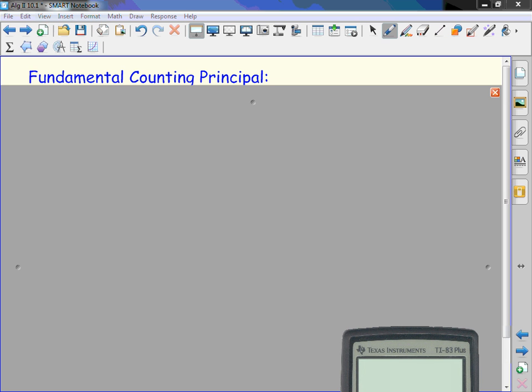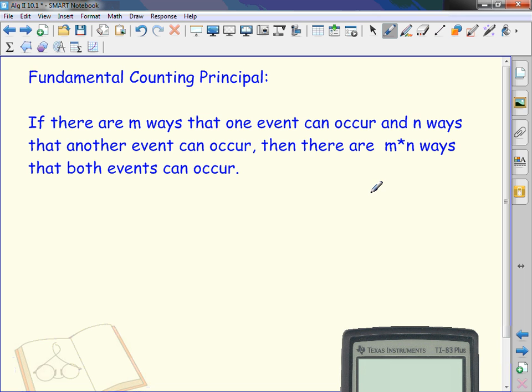The fundamental counting principle. If there are m ways that one event can occur and n ways that another event can occur, there are m times n ways that both events can occur. This is what you just did for that problem. There were 3 choices for lunch, 3 choices for drinks. 3 times 3 gave me 9. That's all that this means.